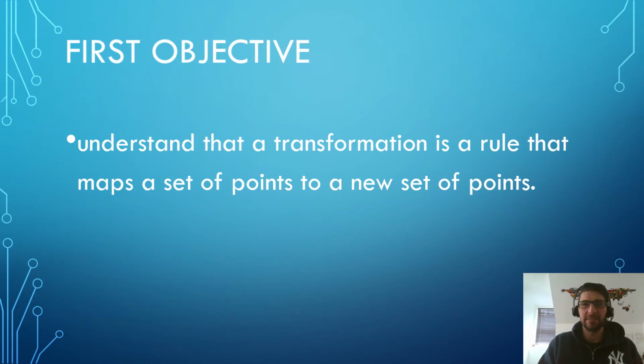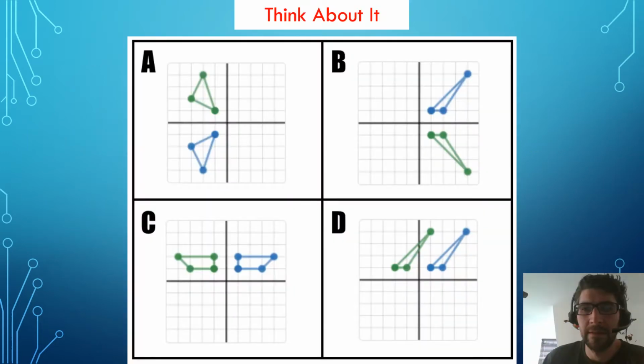Our first objective is to understand that a transformation is a rule that maps a set of points to a new set of points. Time to think about some transformations. Pick the picture that you think doesn't belong. You may have done this routine in your class before. If you haven't, know that there is no wrong answer as long as you can justify your choice. If there's someone watching with you, invite them to pick one too and share your answers together.